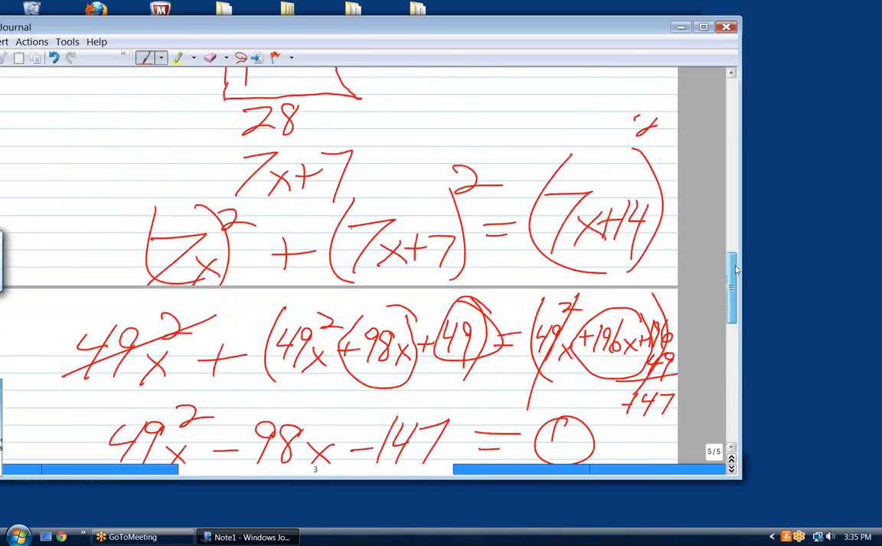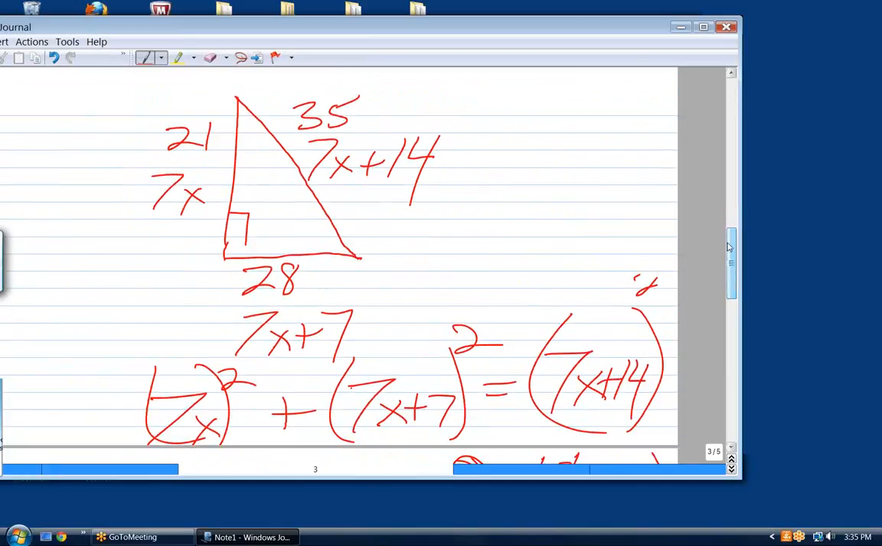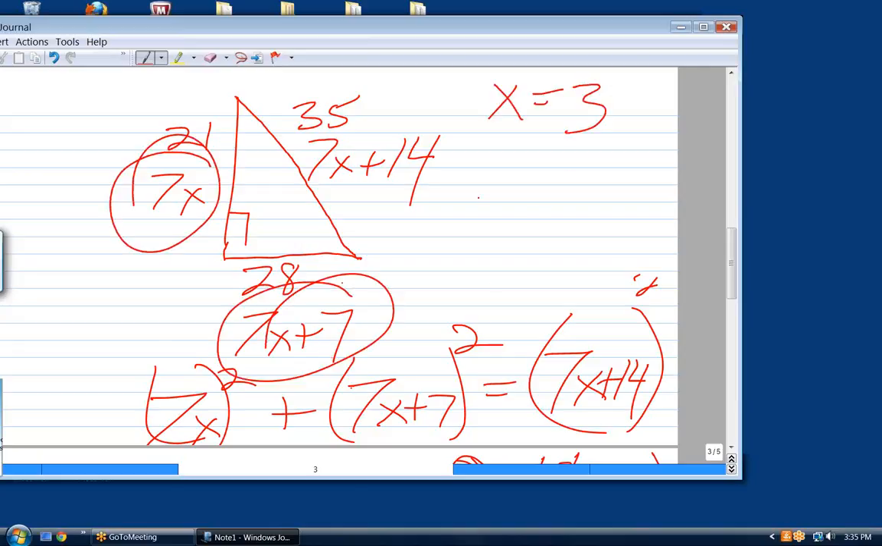Which of those is not a valid solution? The negative 1. Okay, so x is equal to 3. And this was our sides. So our sides were 21 and 28 and 35. Of course, that would be a right triangle. That's a 3, 4, 5 triangle.